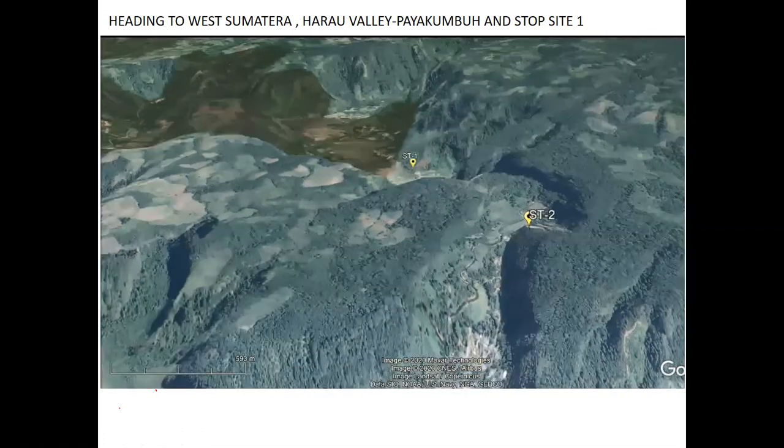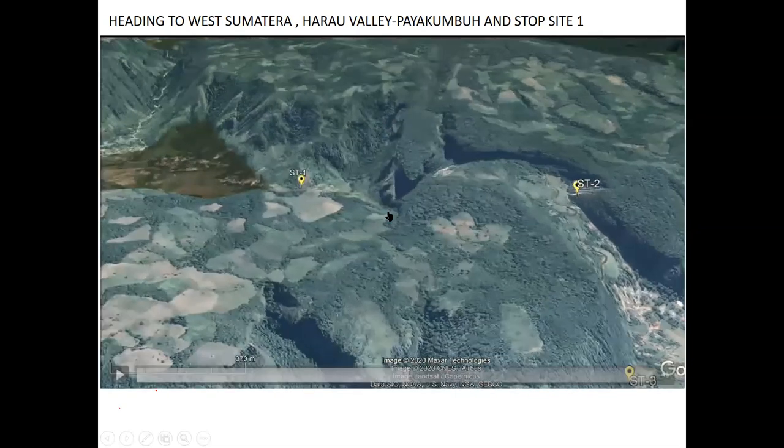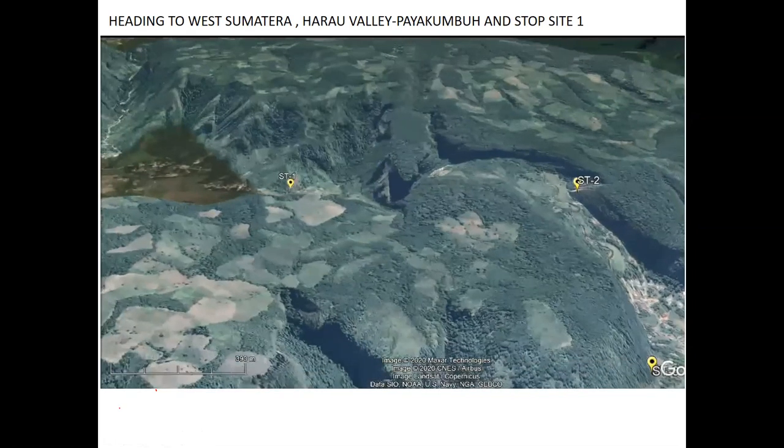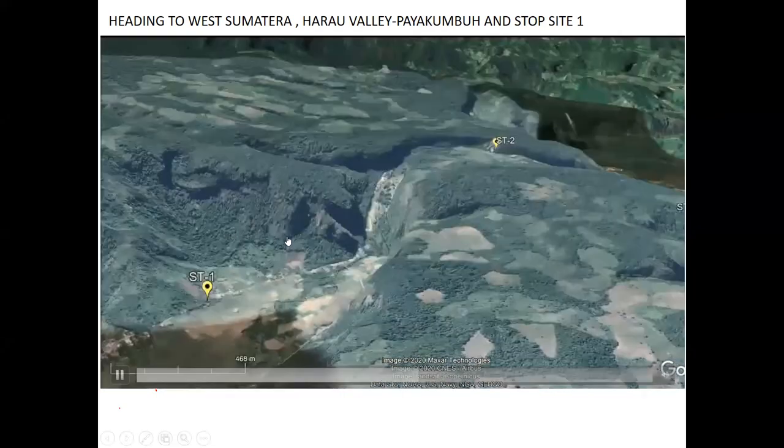As you can see, if you're aware, this is a narrow cliff, northeast to southwest, indicating that this is the Kelok Sembilan fault as a border fault. The boundary between the basement in stop site 1 and the fanglomerate product in stop site 2, which is part of the rift initiation stage.